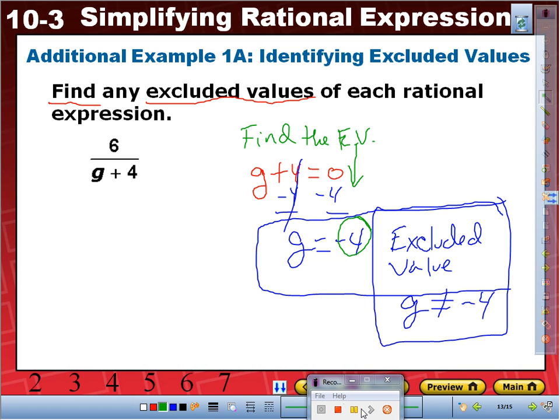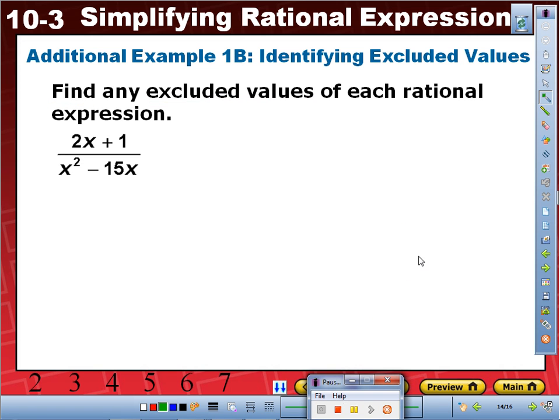Example 1b. Copy this. You don't have to copy the text anymore. Copy 2x plus 1 over x squared minus 15x. Okay. So let's do this one together. What could this not be equal to? 0. So therefore, we need to find the excluded values. How do we do that? We set the denominator equal to 0.